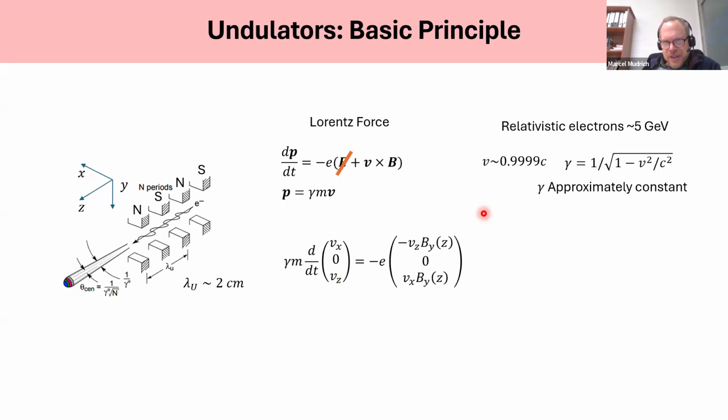You have to write the determinant with unit vectors, v, and B vectors. If you spell it out, we will see that there is only the x component and the z component left, where the x component has vz times By and the minus, and the y component of dp by dt is vx times By. So the z component is Bx by dBy.